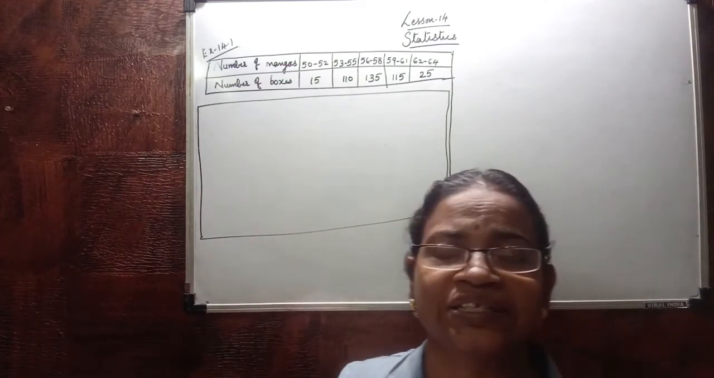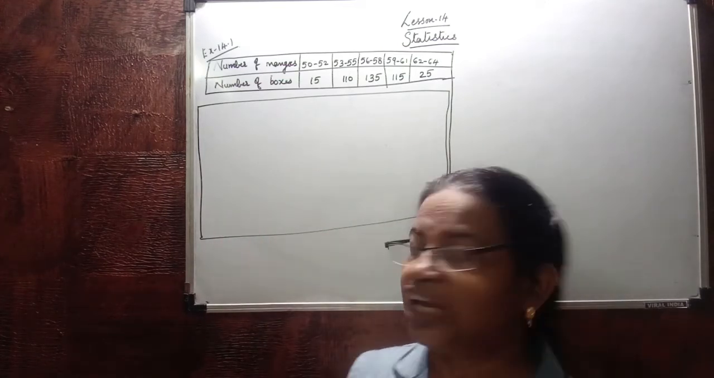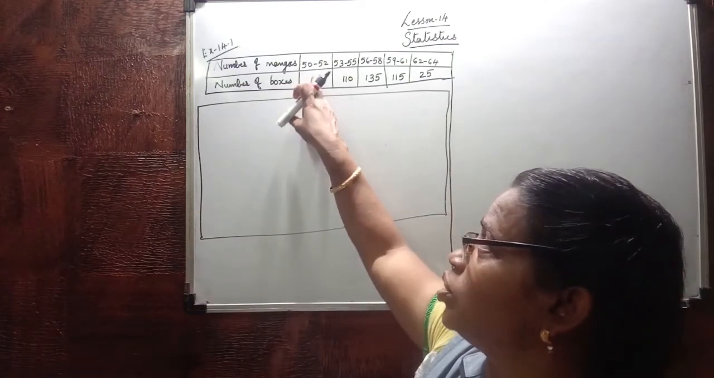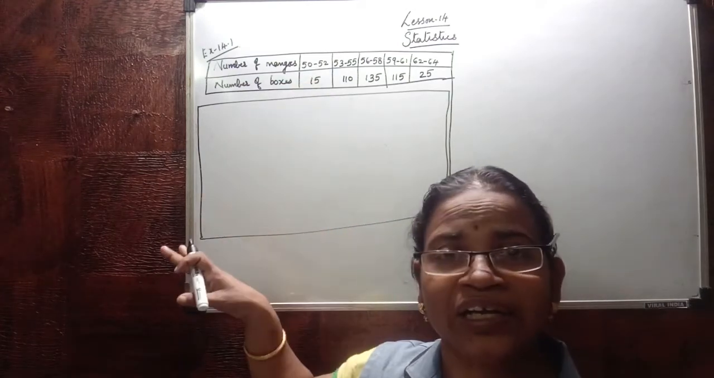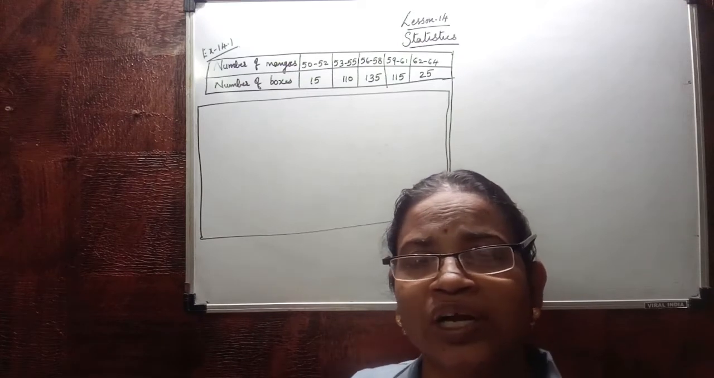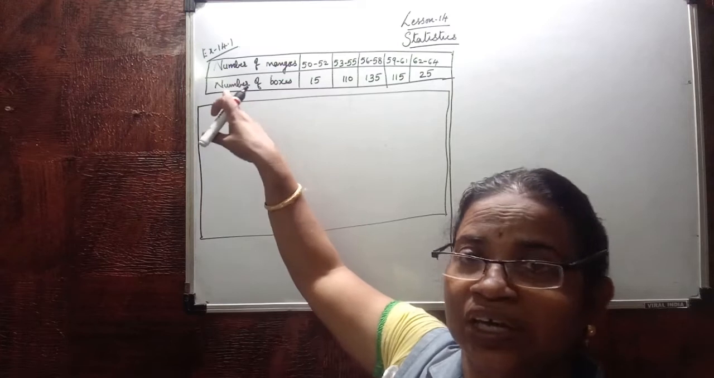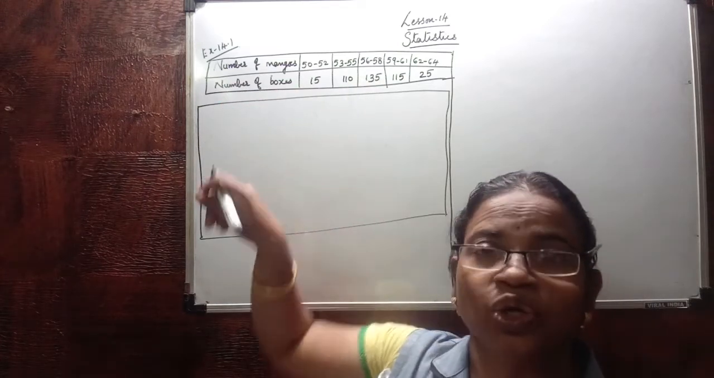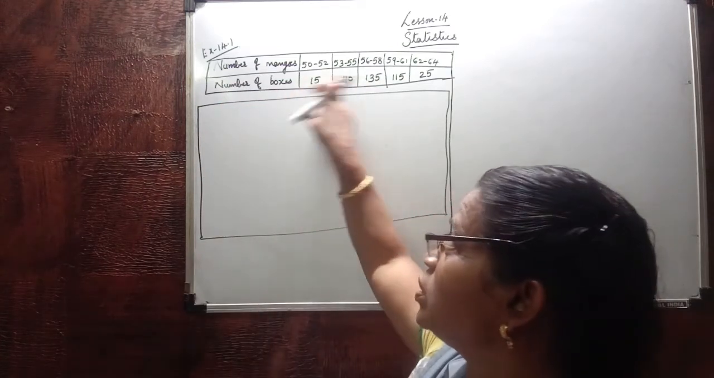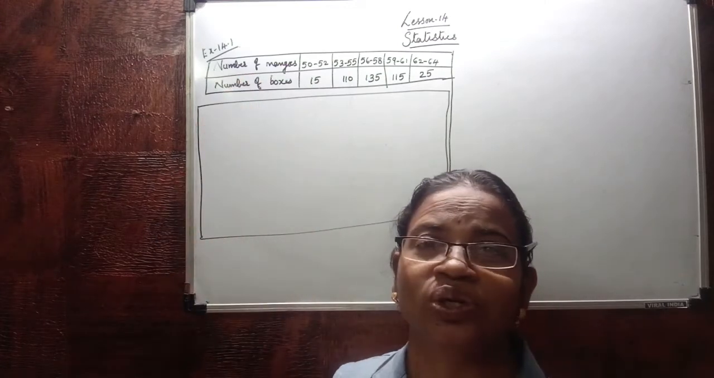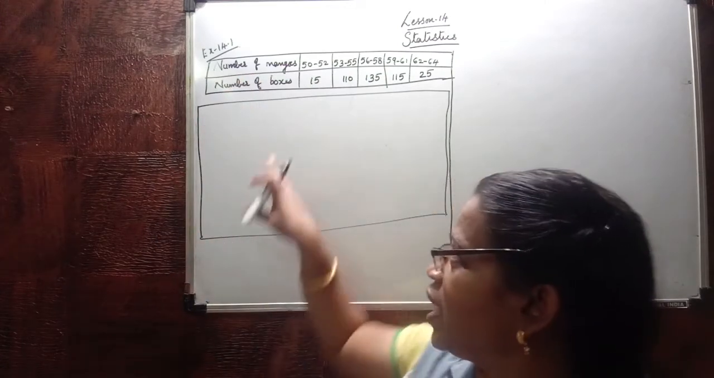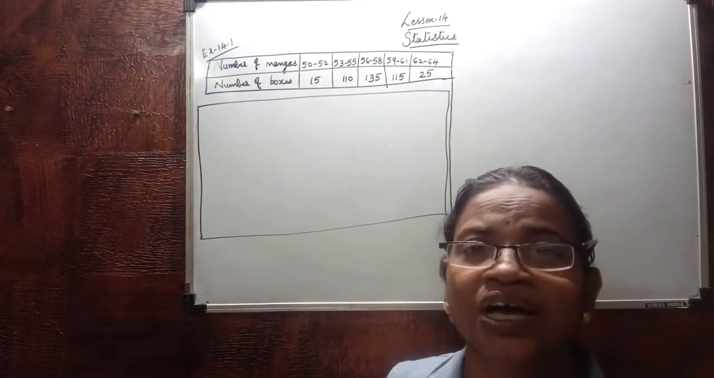And you have to check it. If some of you have taken the continuous class interval, do it the other way, without continuous. Those who have done it without continuous, make it continuous and find out. Anyway, I'll make this one continuous and we will do it now.